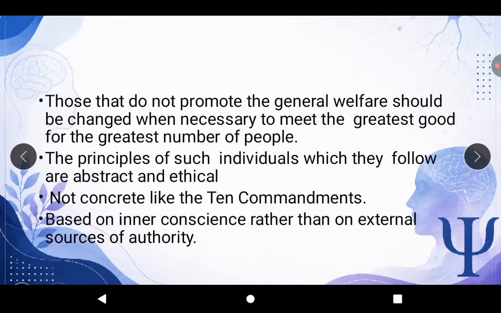So we must understand that those who do not promote the general welfare should be changed when necessary to meet the greatest good for the greatest number of people. And the principles such individuals follow are abstract and ethical, not concrete like the 10 Commandments, which can't be changed. These are based on the inner conscience rather than external sources of authority.